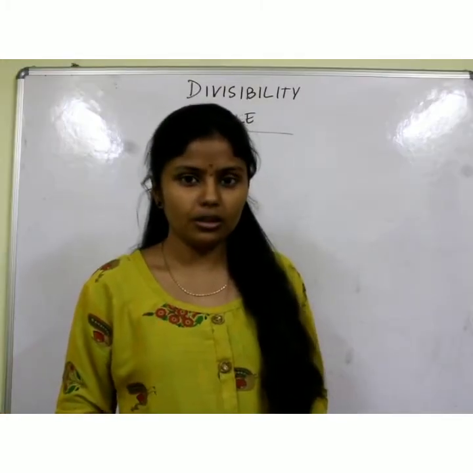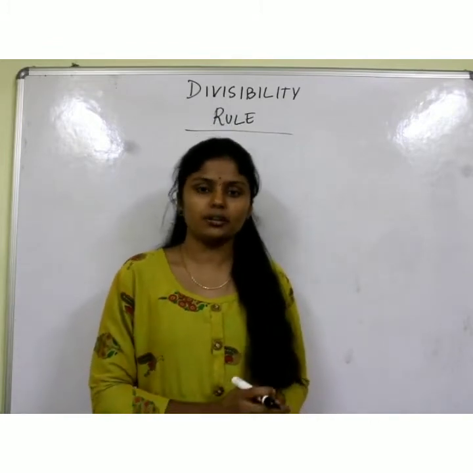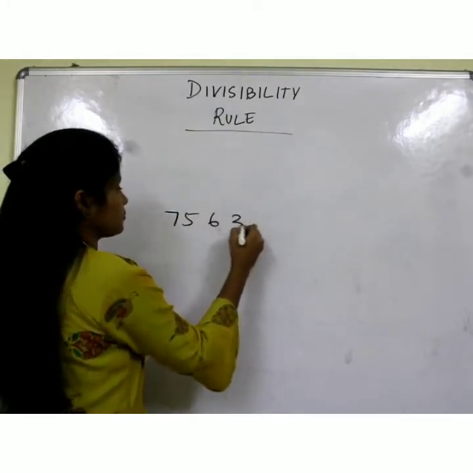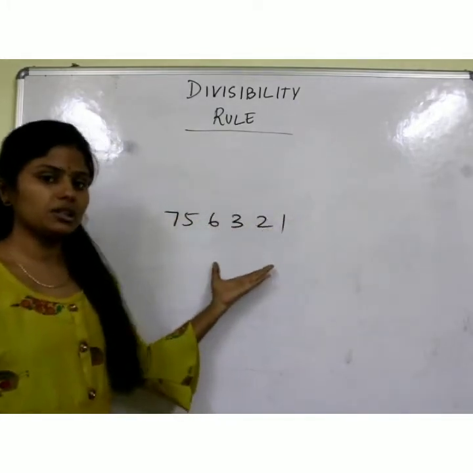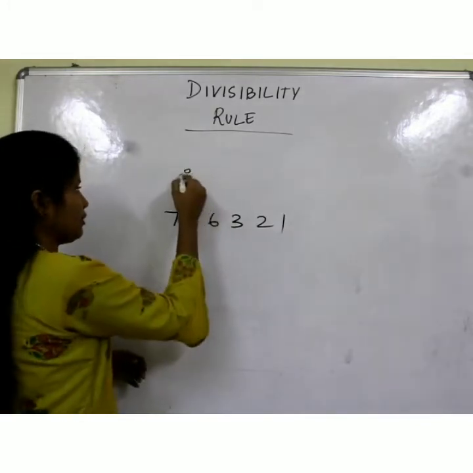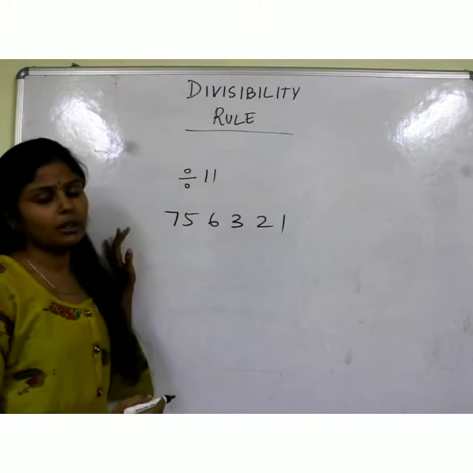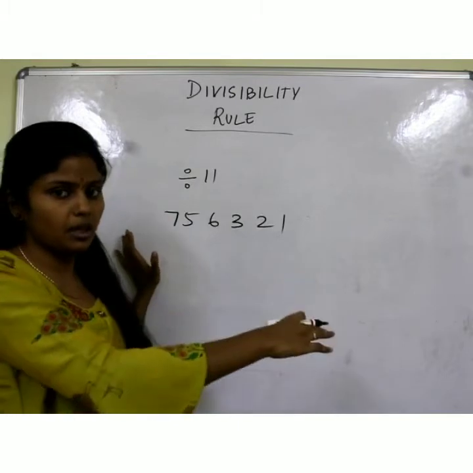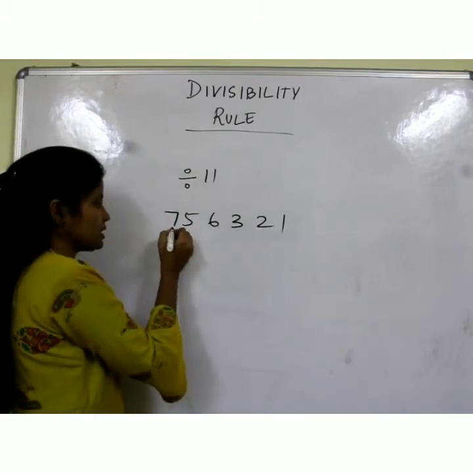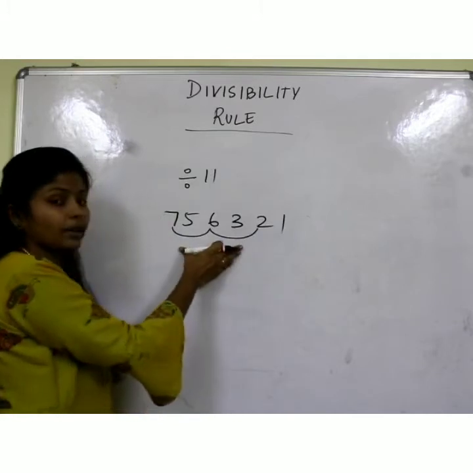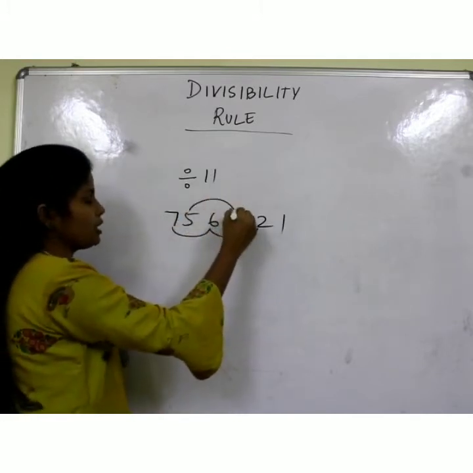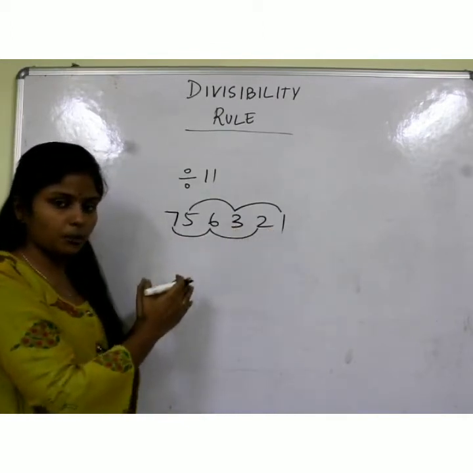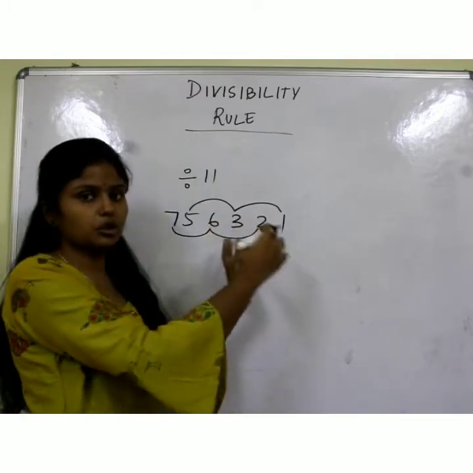The divisibility rule of 11 is quite different from the other numbers, but it's not difficult. So let me again take a random number. Now we are going to check whether this number is going to be divisible by 11 or not. For the divisibility rule of 11, you just separate the numbers in the odd positions and the numbers in the even positions. The numbers 7, 6, 2 are in the odd positions and 5, 3 and 1 are in the even positions. Once you separate, take all the numbers in the odd positions and add them, take all the numbers in the even positions and add them.